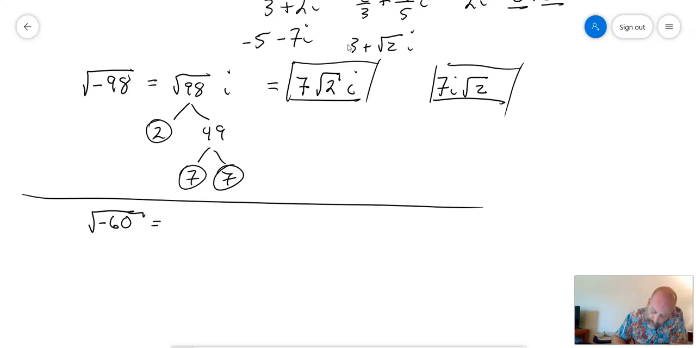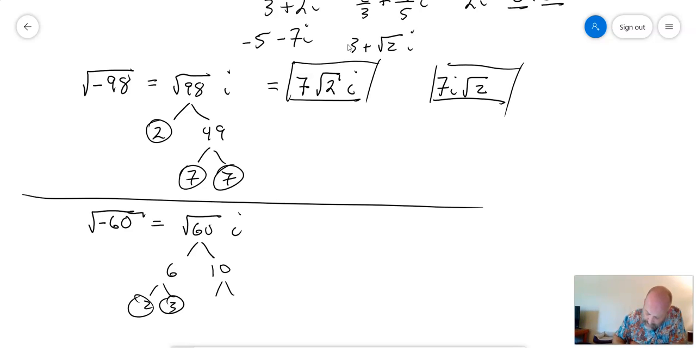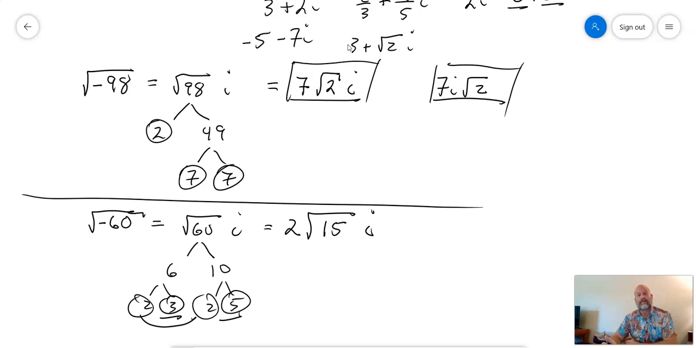Let's see here. I have a negative in there, so that means I need to pop its i out. And then 60 needs to be broken down. So that's 6 times 10, 2 times 3, those are prime, and then 2 times 5, those are prime. Now, I have a pair of 2's, so that means the 2's can come out. I have 2 on the outside, 3 times 5 on the inside, so that's 15, and it's times i. Right? And so I end up with 2 root 15 i is what I end up with. And this would be your final answer.